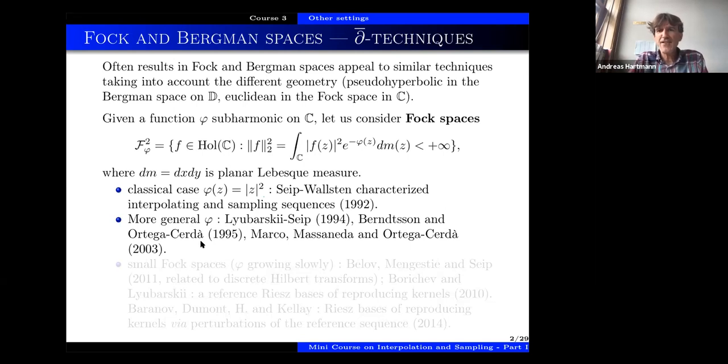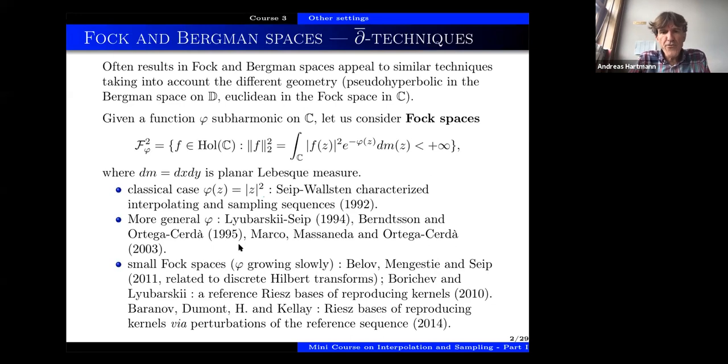There's a preprint by Orsoni and Kellay on sampling constants using tools which have been developed there. Okay, this preprint I was just talking about is very recent.